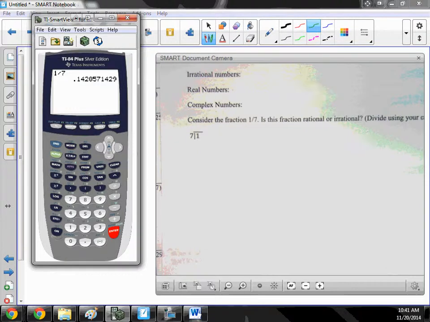Do you see a pattern in there? We almost see one, right? Yeah. What's that?